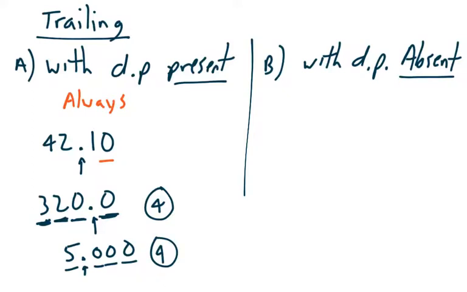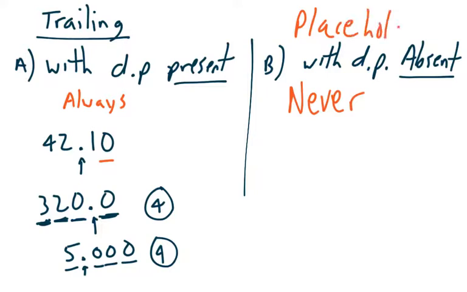Now, look at the other side of the coin. If you have a trailing zero and there's no decimal point present, it's absent, the rule says that they are never significant. Okay? We have a term for this. I'm going to refer to them as placeholders. I'm going to write this down and I'll go back to that word in a minute. But trailing zeros that are not significant function as what we call placeholders.